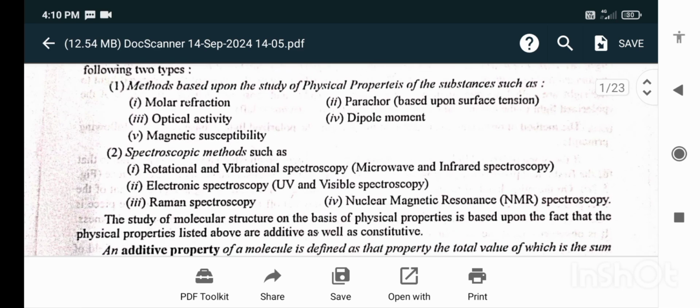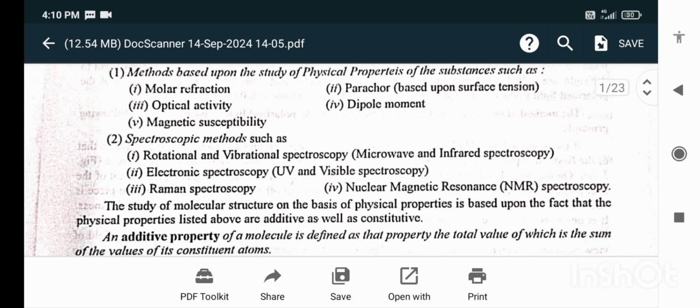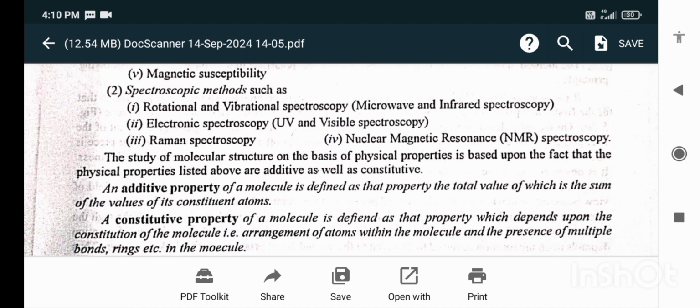Spectroscopic methods such as rotational and vibrational spectroscopy, microwave and infrared spectroscopy, electronic spectroscopy, UV and visible spectroscopy, Raman spectroscopy, nuclear magnetic resonance, NMR spectroscopy. The study of molecular structure on the basis of physical properties is based upon the fact that the physical properties listed above are additive as well as constitutive.